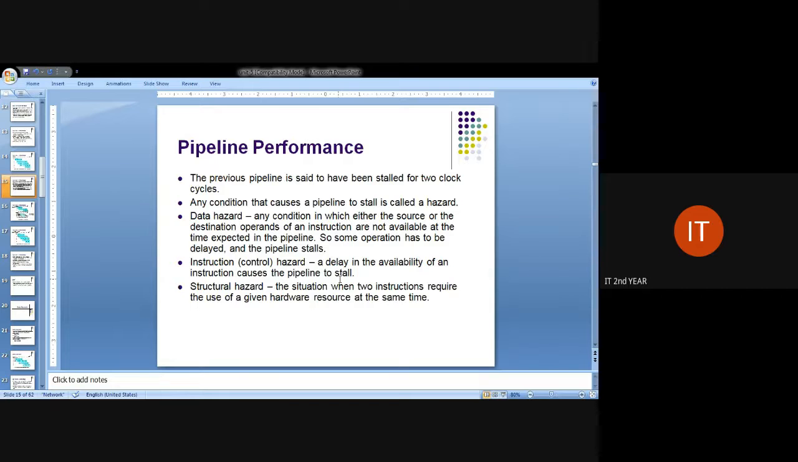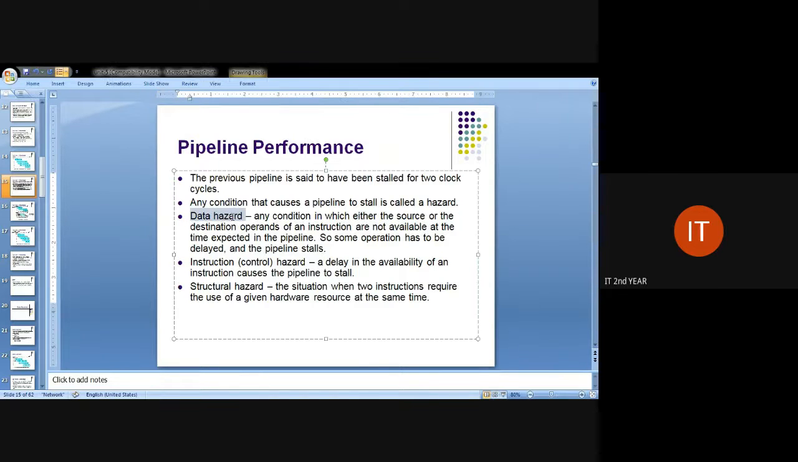So hazard is a brief topic. We are just getting into this. There are many different types of hazards. We can differentiate them into 3 basic types of hazards. First one is data hazard.